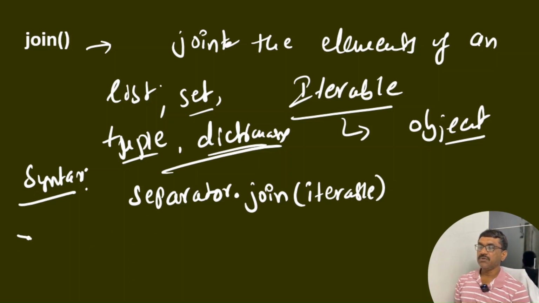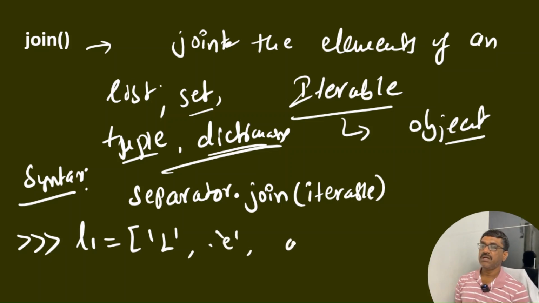For example, go to the Python shell. Assume that the list L1, in the list we have L, comma, E, comma, A, comma, R, comma, N. Assume that this is the list.